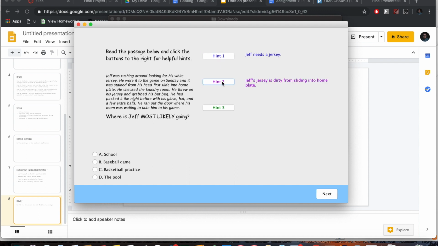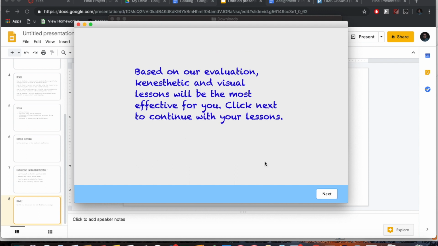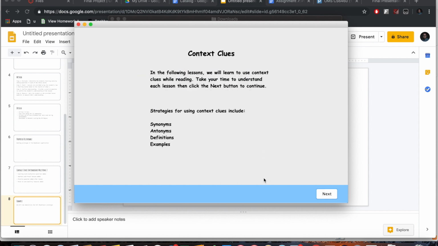And then we've got kinesthetic again right here. Okay, so we've completed the evaluation now. I know we just ran through it very quickly, but it says based on our evaluation, kinesthetic and visual lessons are going to be the most effective. So we'll click next to continue on to our kinesthetic and visual lessons.